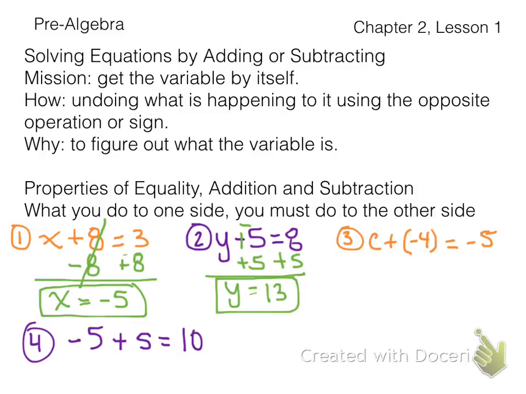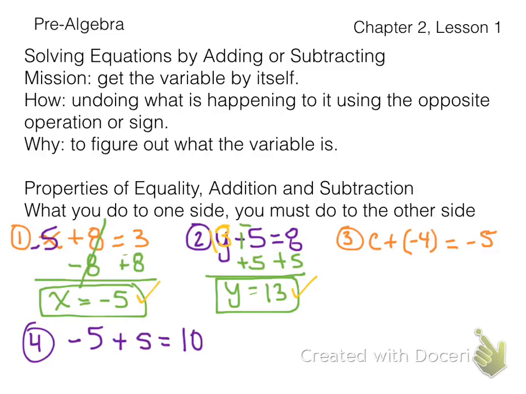And again, guys, you can always plug these numbers back in to double check. So if I put negative 5 where x is, negative 5 plus 8 is positive 3. If I put 13 in where y is, 13 minus 5 is 8. So that's always a good way to double check your answers to make sure you get a true statement.